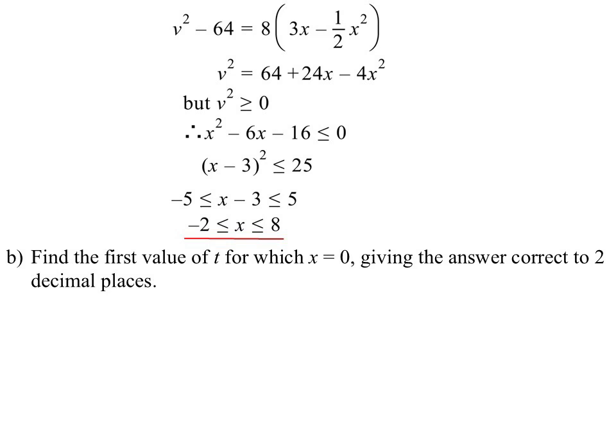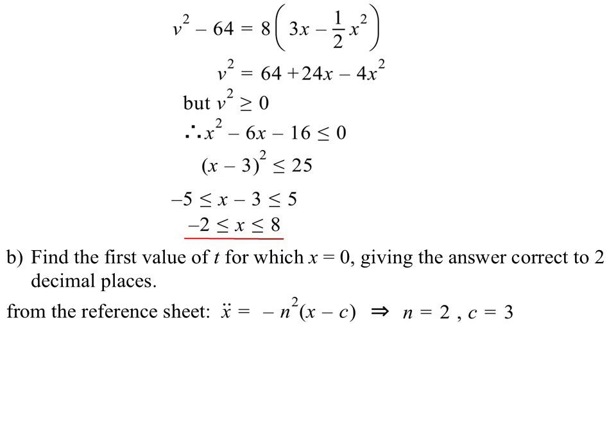Find the first value of t for which x is 0 to 2 decimal places. This is where I'm now going to make use of the reference sheet. They're telling us that is the form of simple harmonic motion, minus n squared (x minus c). From all the information they've given me, I can work out that n is 2, because they told me it was -4x minus 3. So n is 2, c is 3. But they've also told me that it's in the form x equals a cos(nt + alpha) plus a constant. So from part A, we know the amplitude was 5. Total path is 10 there. Half of that's 5, or even the line above, it's telling us it's going between -5 and 5.